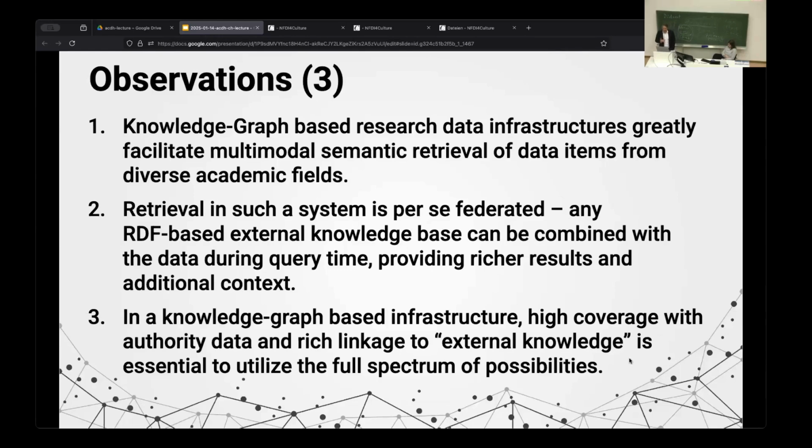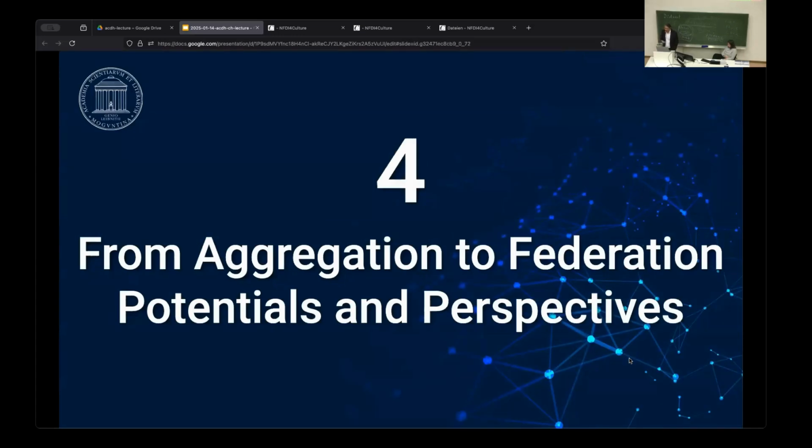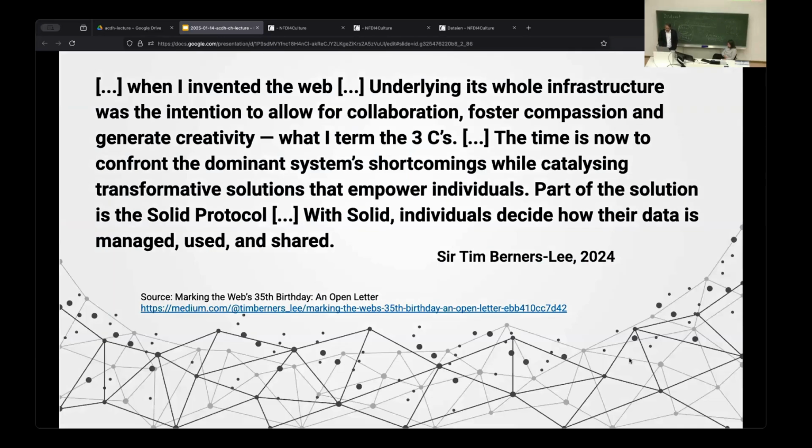So as I said, we've seen how you can aggregate data from a distributed landscape, and we've also seen how you can federate your data through queries and semantic retrieval with the outside world. But as I said, a very big problem still is the storage, and we are not really in a distributed world. What type of suggestions are there? And that's the final part. So from aggregation to federation, potentials and perspectives.